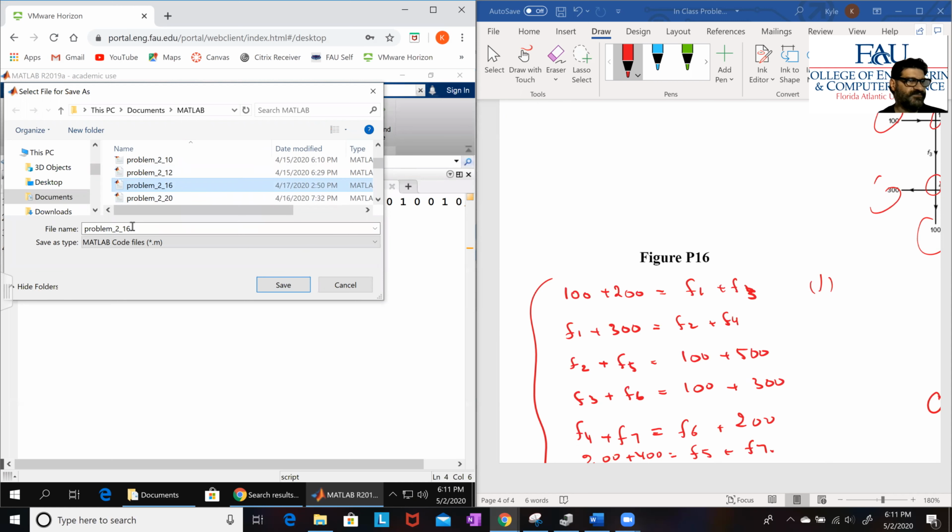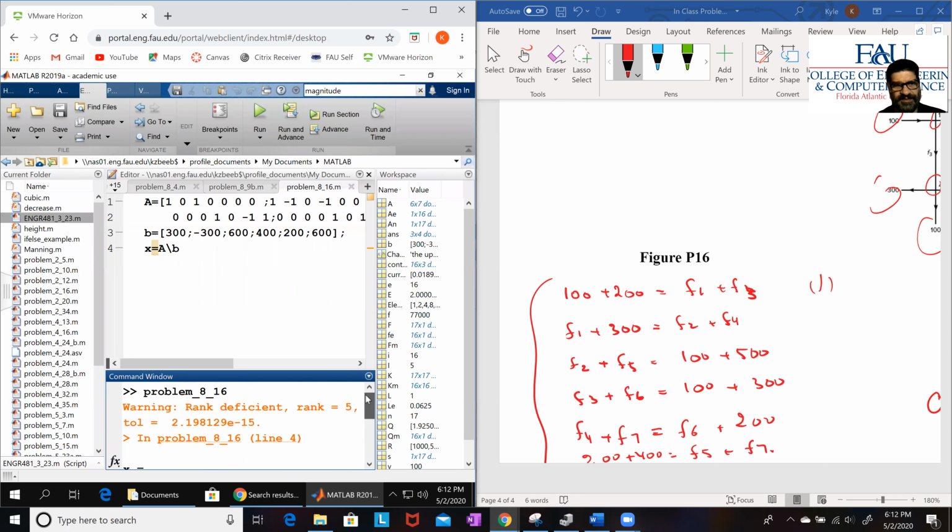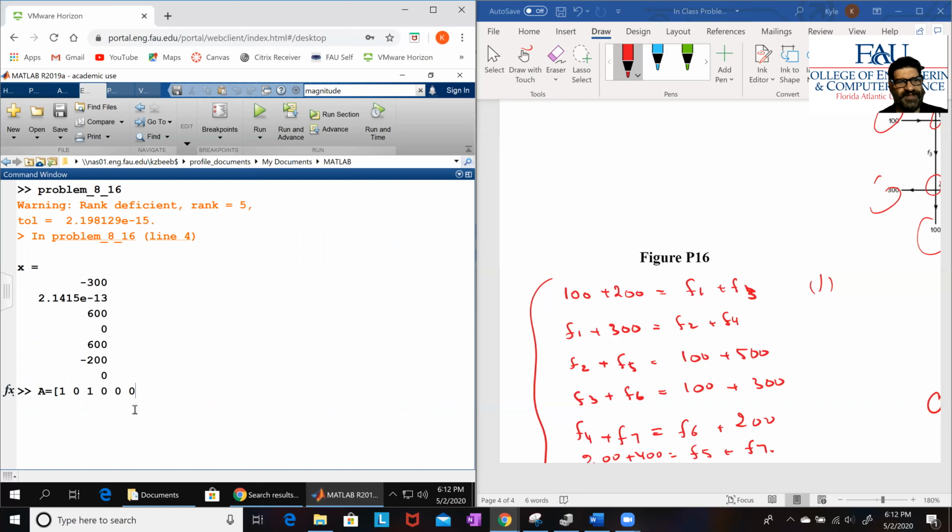So let's see what we got here. Let me run this and let's see what we get. It says here, warning, rank deficient, rank 5. Let's read that. It did solve that. I don't know what this one here. Let me just read on this.